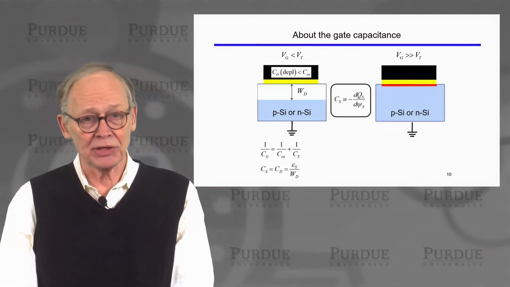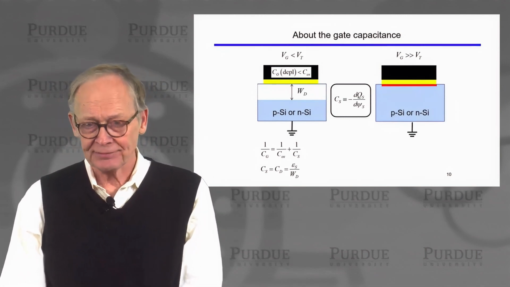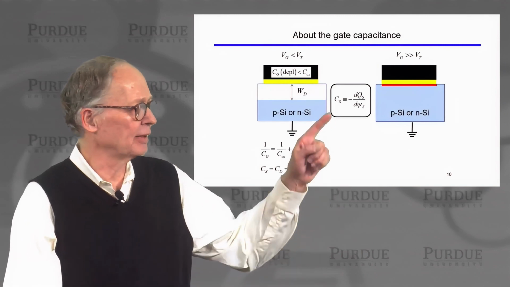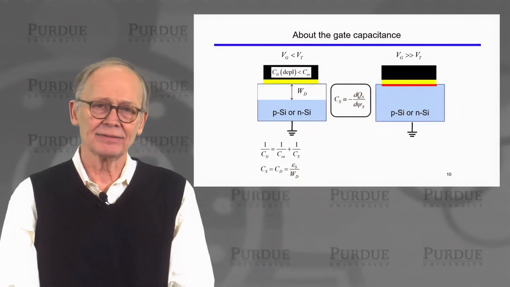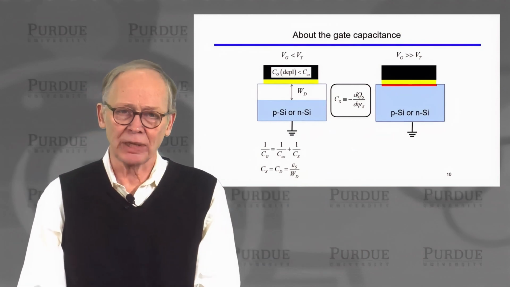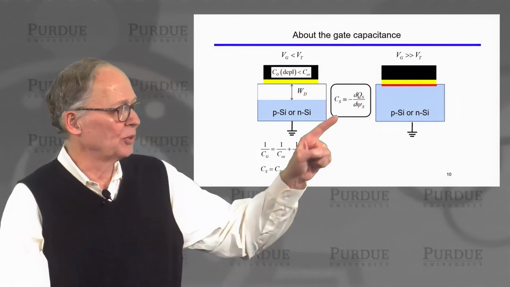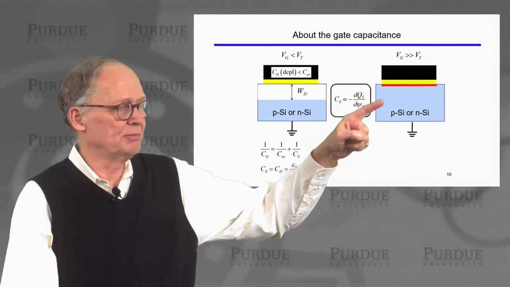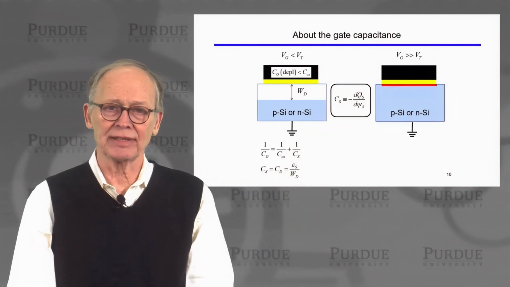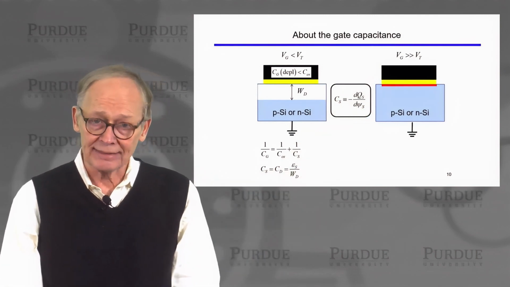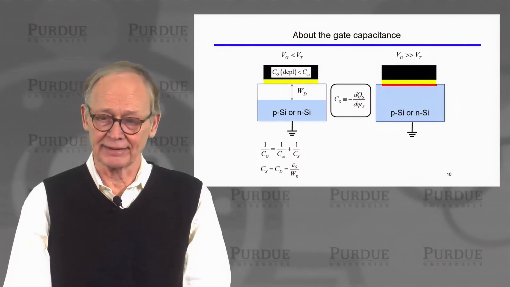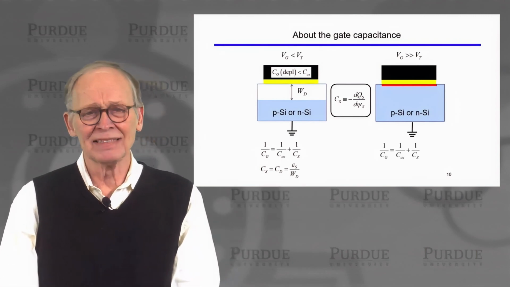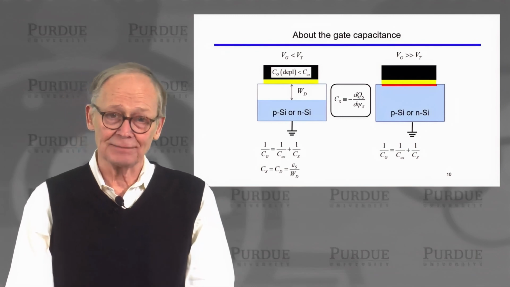Now, well above threshold in strong inversion, at first glance we would say that, well, under strong inversion, we have a highly conductive layer of electrons right below the oxide. So it's like we have two metallic plates surrounding the oxide layer. The capacitance of this system should be just the capacitance of the oxide layer. Well, turns out that's not quite right.